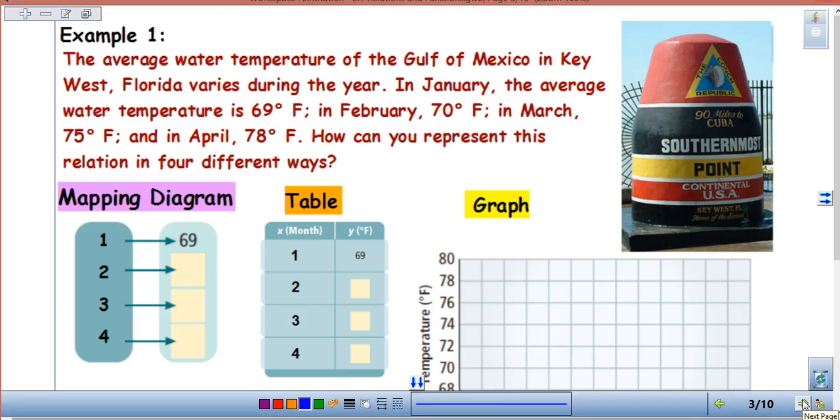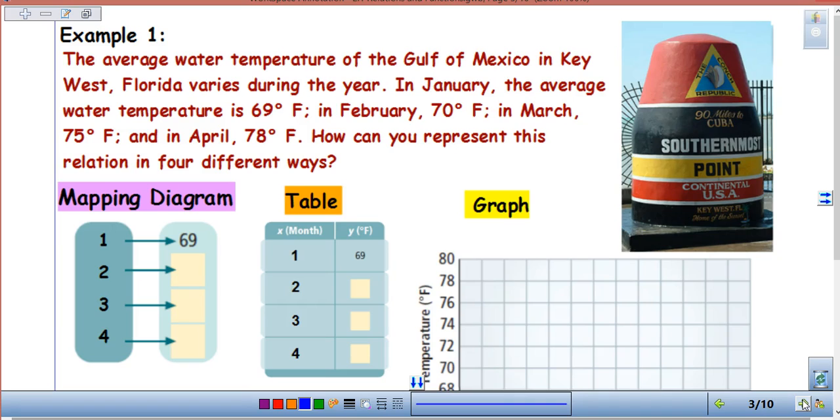In this first example, what we're going to do is take information and create the mapping, the ordered pairs, the graph, and the table and everything that's there from the information. So it says the average water temperature of the Gulf of Mexico and Key West, Florida varies during the day. In January, the average water temperature is 69. In February, it is 70 degrees. In March, it's 75, and in April, it's 78. So let's take that information and go.